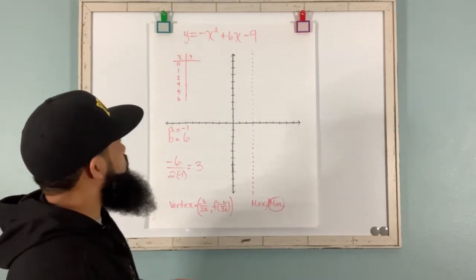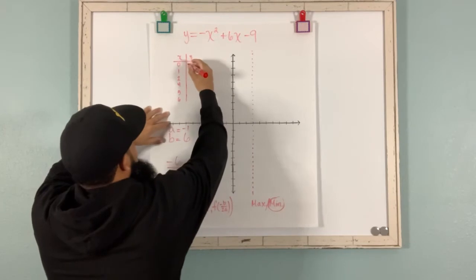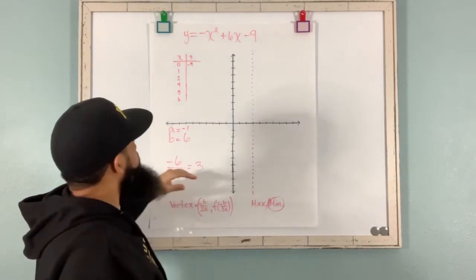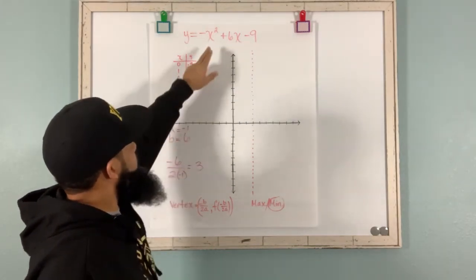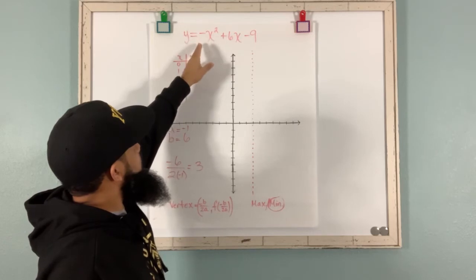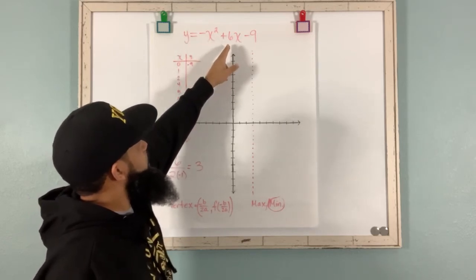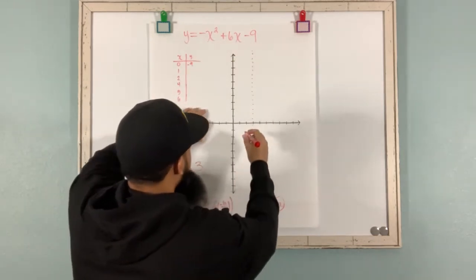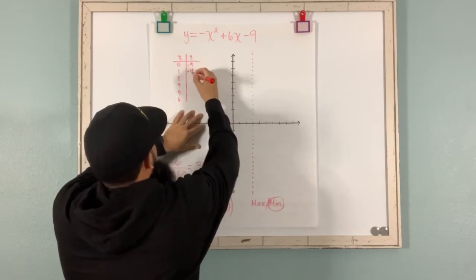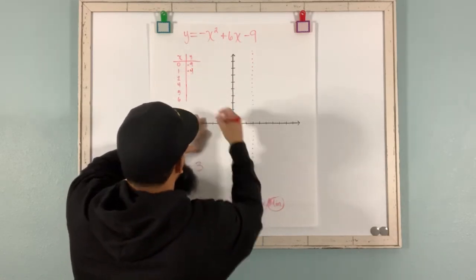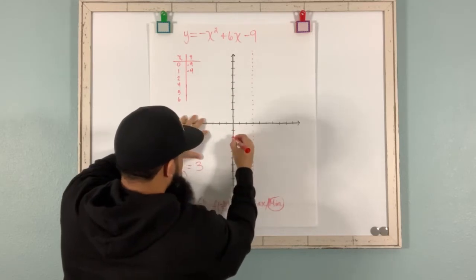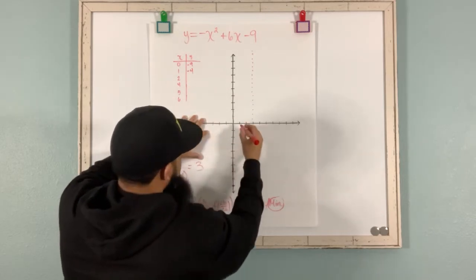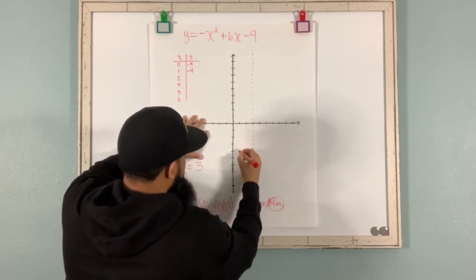So when x equals 0, y equals negative 9, right? When x equals 1, y equals, let's see, 1 squared is 1. The opposite of 1 is negative 1. Plus 6, so that's 5. 5 minus 9 is negative 4. So I'm going to have negative 4 here. So boom, I have this ordered pair 0, negative 9. So 1, 2, 3, 4, 5, 6, 7, 8, 9. Boom, I have the point 1, negative 4. 1, 2, 3, 4. Boom.